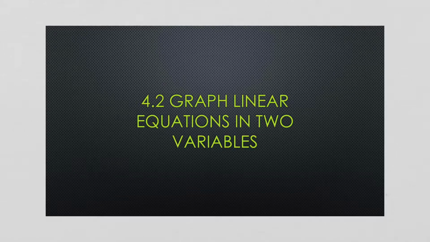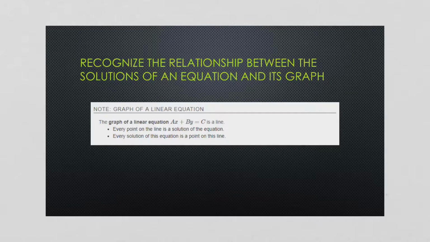All right, so now let's graph linear equations in two variables. The graph of a linear equation that is in this form right here, where A, B, and C are real numbers, is a line. So you could have something that looks like this: 2x plus 3y equals 6. And if you graphed all the points that are on that line or that are solutions of that equation, then what you would get is a line.